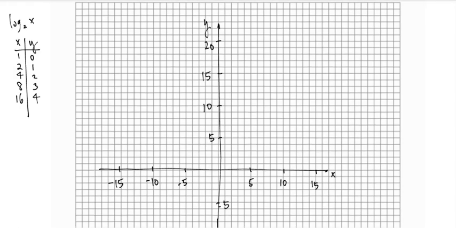So then I'll graph those. So this is actually (1, 0), (2, 1), (4, 2), (8, 3), (16, 4). So (1, 0), (2, 1), (4, 2), (8, 3).